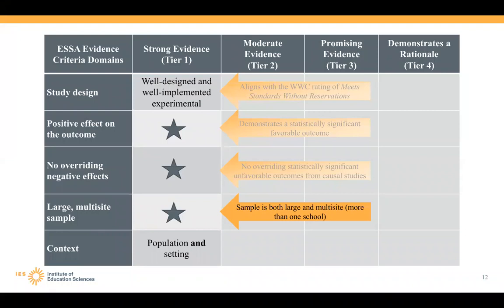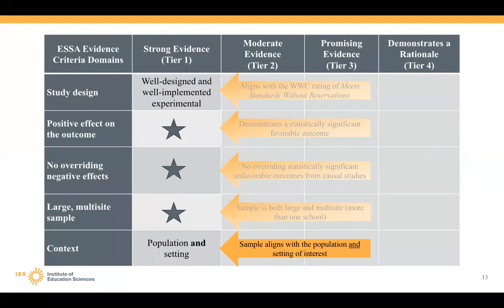Tier 1 also requires a large multi-site sample. For the purposes of ESSA, this means that a sample size of at least 350, level 1 usually, students, and the study must have been conducted in more than one school or more than one college campus. Note that the sample sizes and sites from studies that are examining the same intervention and the same outcomes can actually be combined to reach the threshold for these criteria, as long as they meet What Works Clearinghouse standards.